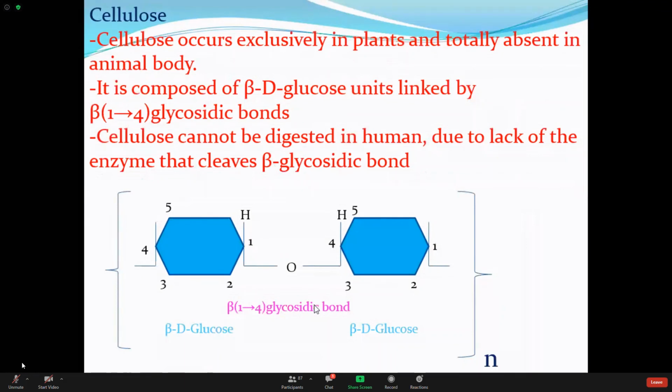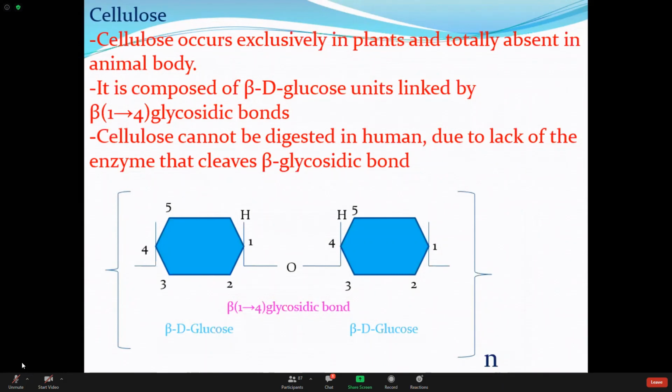But lower animals like cows, goats and camels have that enzyme in their gastrointestinal tract to break this particular linkage. That's why they only take grasses or leaves. They can digest them, and in their intestine it is converted into glucose, so they can survive. But we cannot survive eating only grasses or leaves.